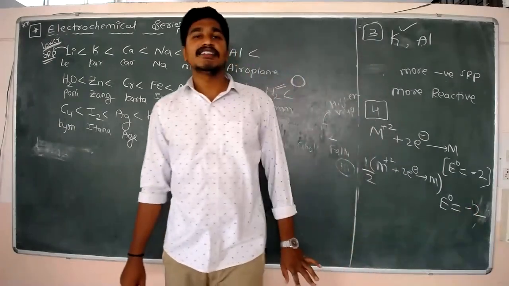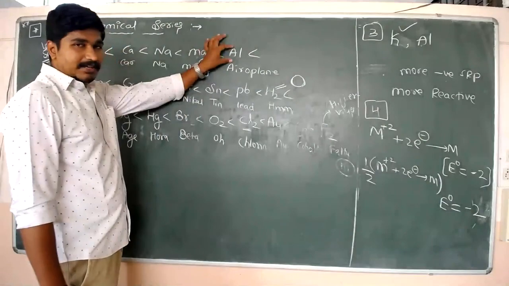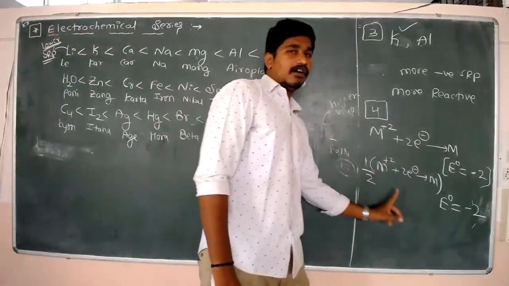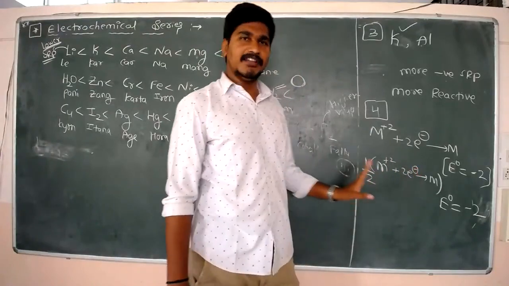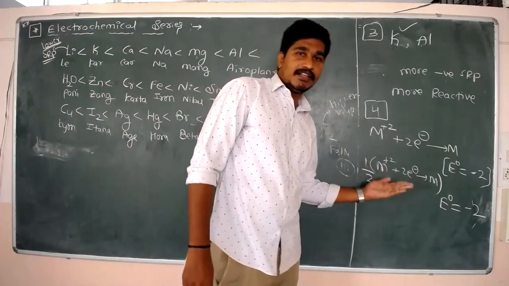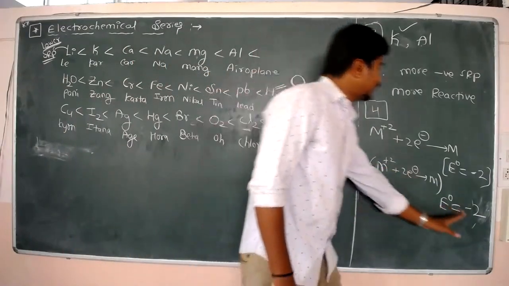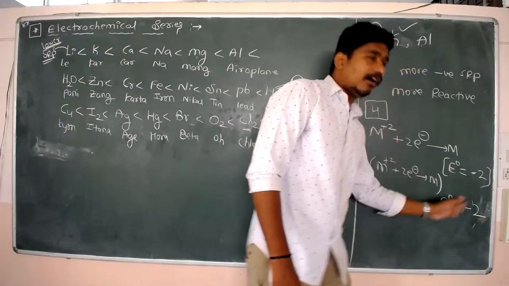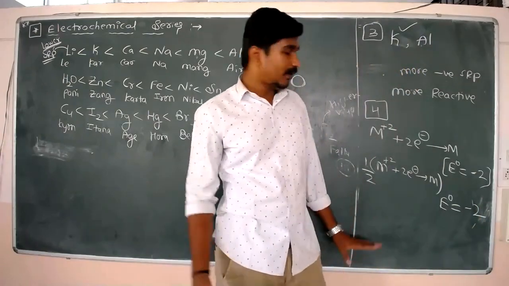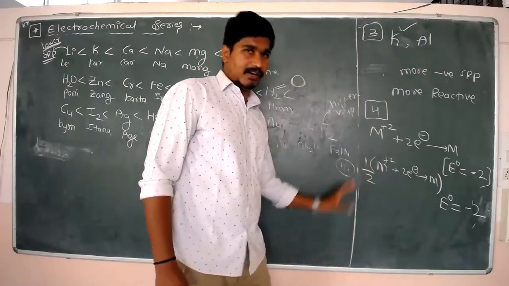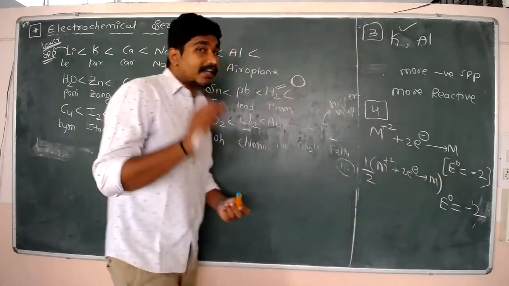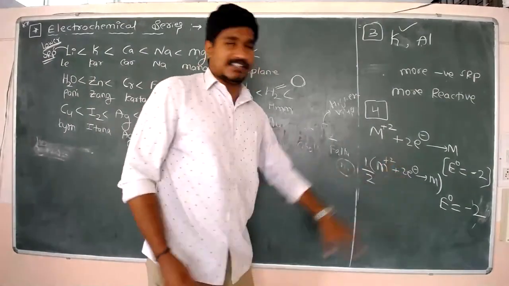The standard reduction potential for a particular element is fixed. After multiplying or dividing by any value, it won't change. This is a very important point. While solving NEET or JEE problems, a student may write minus 4 after multiplying by 2, or minus 1 after dividing by 2. It is wrong. Just remember, after multiplying or dividing by whatever number, the SRP value remains the same.